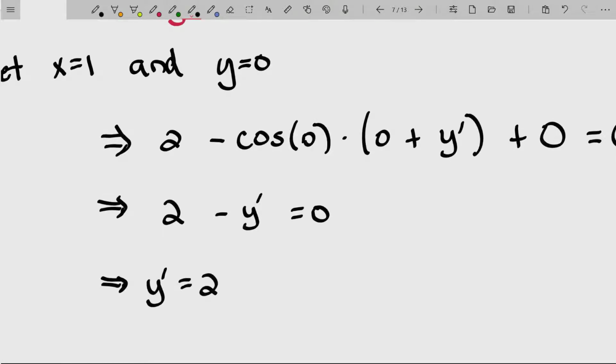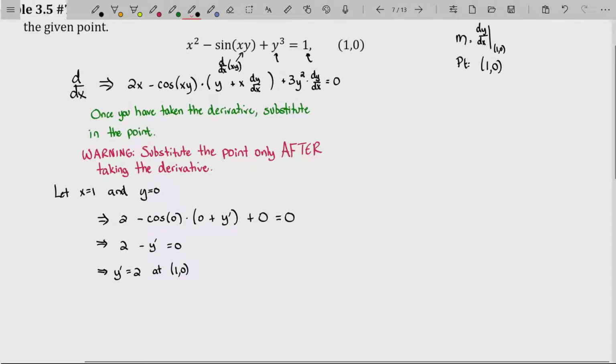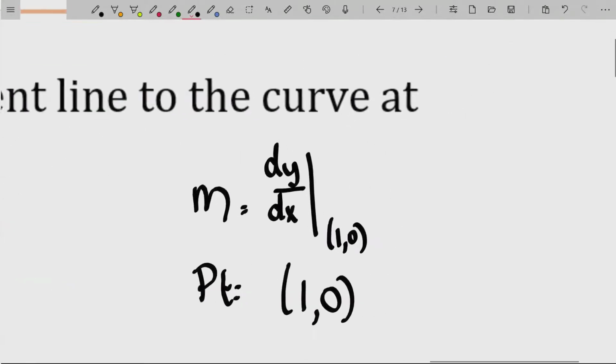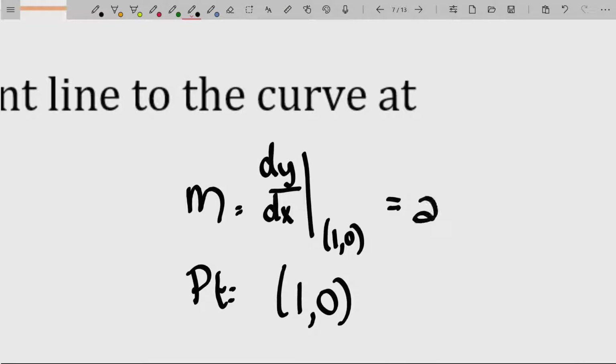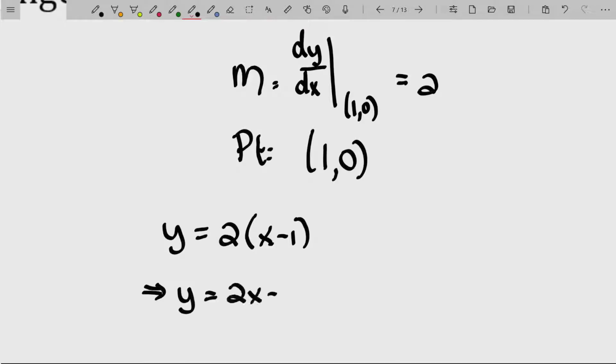Very nice. By the way, I should say at 1 comma 0, y prime, the derivative, is 2. So now we know what dy dx at 1 comma 0 is. It's just 2. We have the point, and so the equation is going to be y minus 0 is equal to 2 times the quantity x minus 1, but you get it. So that implies our equation of our tangent line to the curve at that point is y = 2x minus 2.